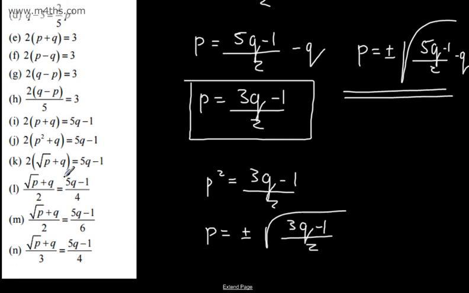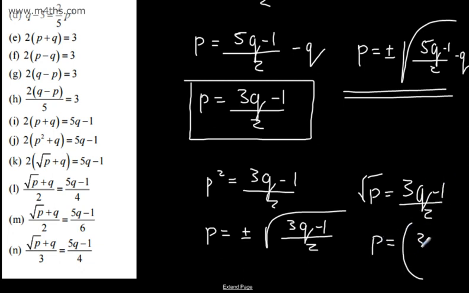Here, instead of square rooting, we would square both sides. So if we had now that root p is equal to (3q minus 1) divided by 2, p would be equal to the quantity (3q minus 1) divided by 2, all squared, as we're squaring both sides of this equation.